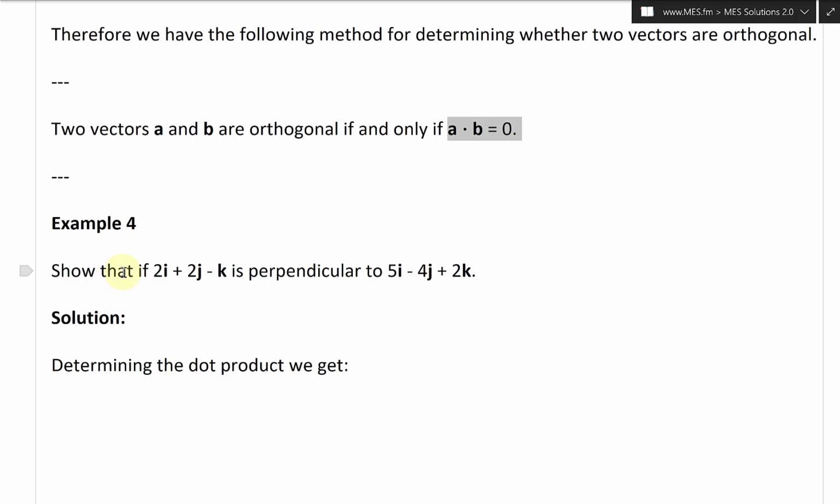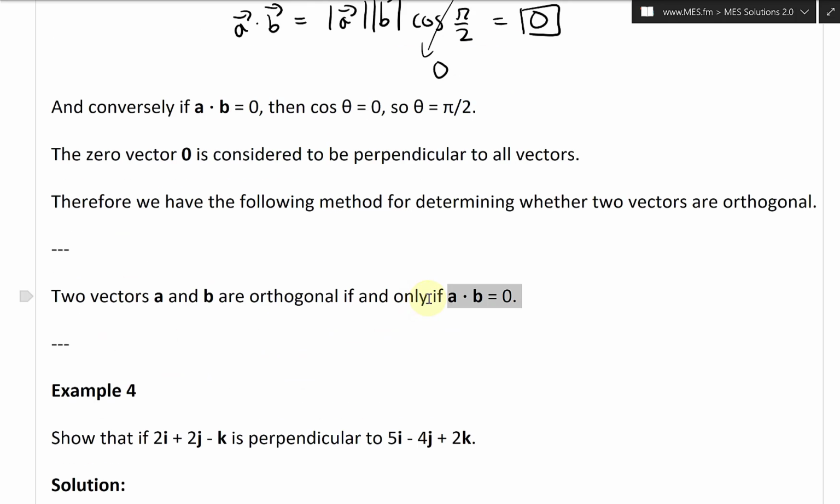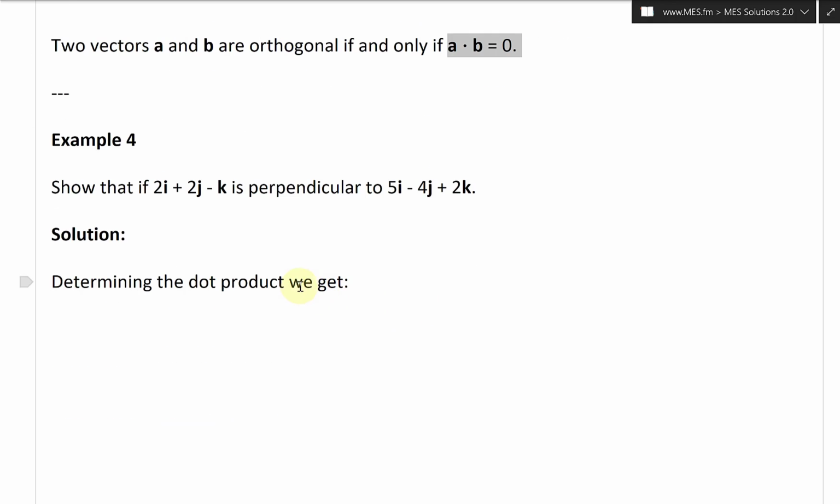This one states: show that the vector 2i plus 2j minus k, where i, j, k are the standard basis vectors, is perpendicular to 5i minus 4j plus 2k. So show that this is perpendicular. Solution: all we have to do is determine the dot product. If it's 0, then it's perpendicular. All right, let's take a look at this dot product.